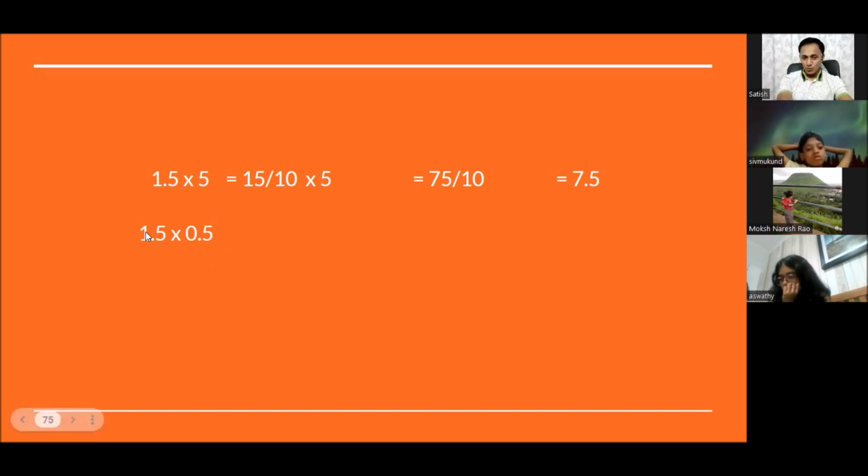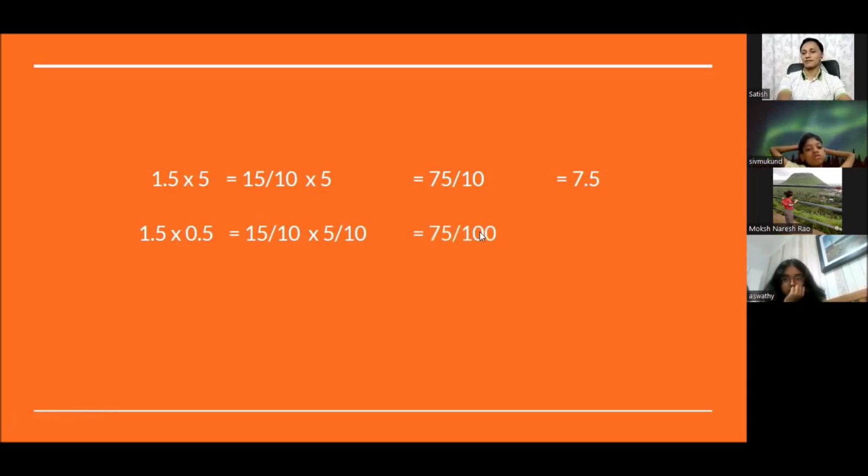Now let us again do 1.5 into 0.5. 1.5 you can write as 15 by 10. 0.5 you can write as 5 by 10. So this becomes 15 into 5, 75 by 100. Right? 75 by 100 is 0.75. See what is the difference between this and this? We can do this without doing this exercise. You can straight away multiply 15 into 5 as if these decimals were not there.